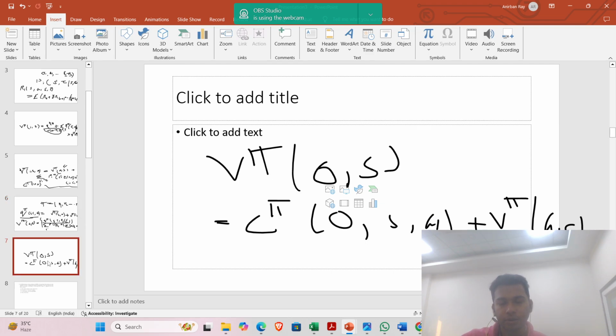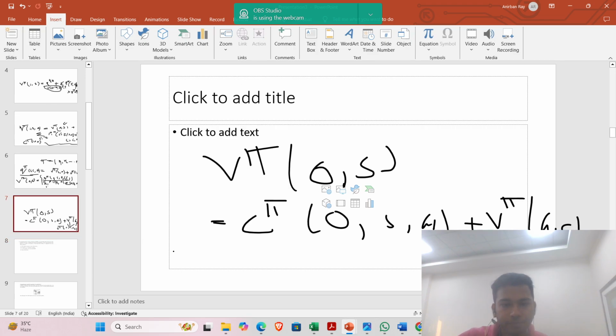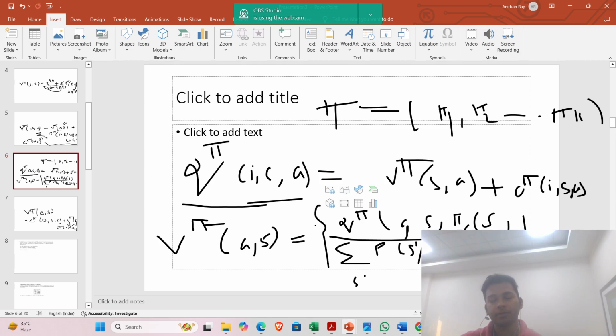Next, what we're going to do is that for this value function you can break it down into C pi as a2 plus V pi a2 s. So you continue like that, and you continue it until you reach a primitive state, suppose, then you just take the expected reward for that action. So this is what we do.